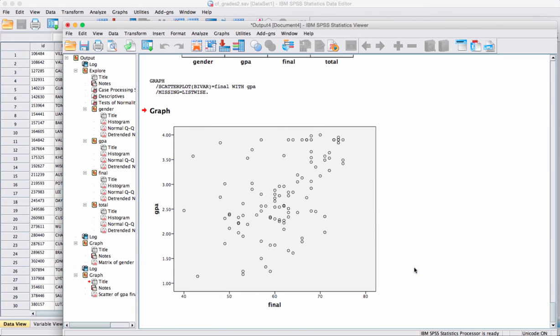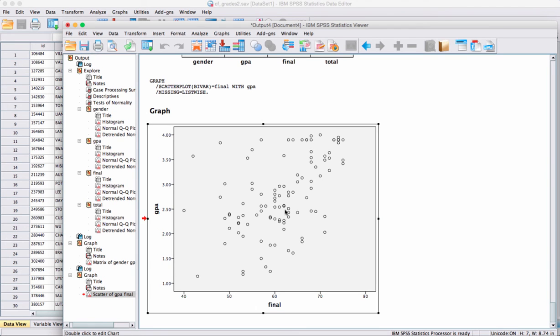And so now you can see that we have one larger graph that just looks at the pattern or the relationship between GPA and final. And you can see that this is a very linear relationship. In other words, low GPAs are related to low final scores on the final exam. Higher GPAs are related to high final exam scores. So that's how we demonstrate that we meet the assumption of linearity.